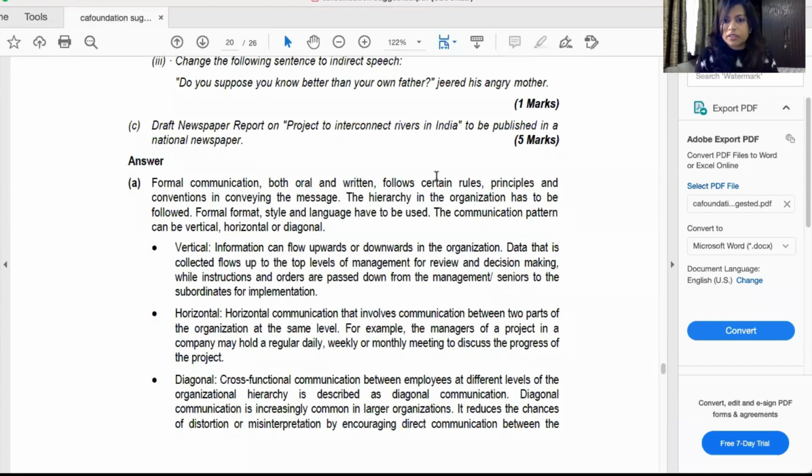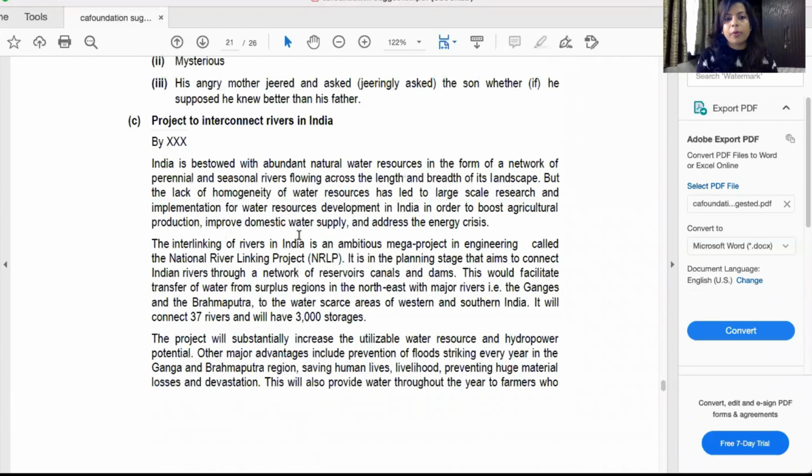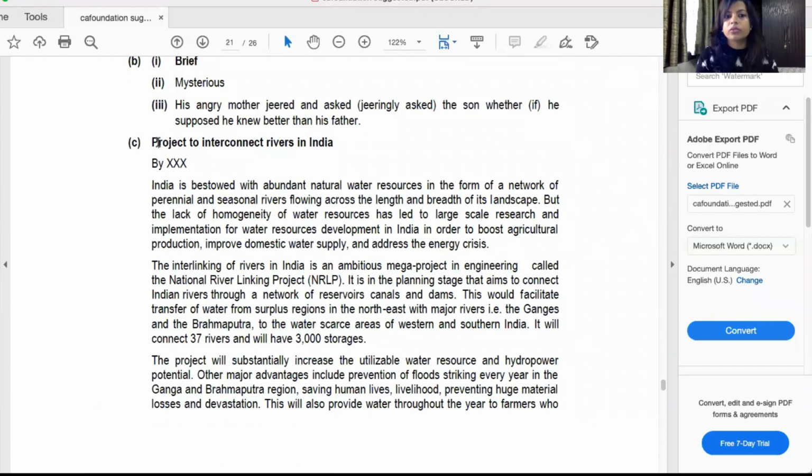Then the third part is the newspaper report, okay, or project to connect intergram. And the third part is to draft a newspaper report. In the newspaper report, you need to take care of the format. Very, very important. It fetches you 5 marks. So in newspaper reporting, you need to take care that there is a heading, there is a by-line, who has written it.